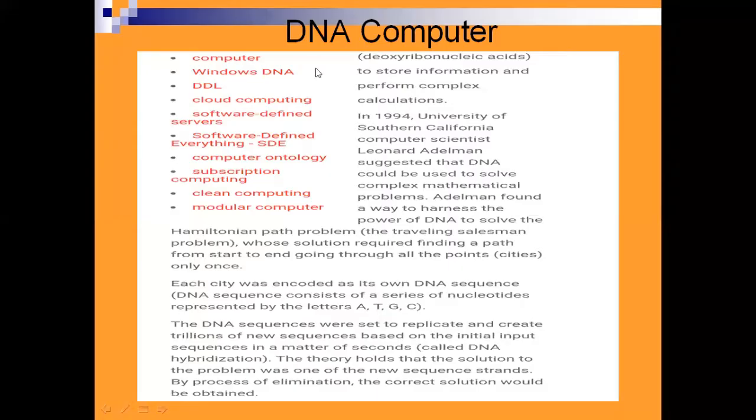So in a DNA computer, the main molecule is the DNA molecule, deoxyribonucleic acid. So in DNA's window, it is called Windows DNA. It is used to store information and perform all the complex tasks. Those tasks are called DDL in DNA computer. Then cloud computing is also there. It is used for calculations, like cloud computing is used in a conventional computer.